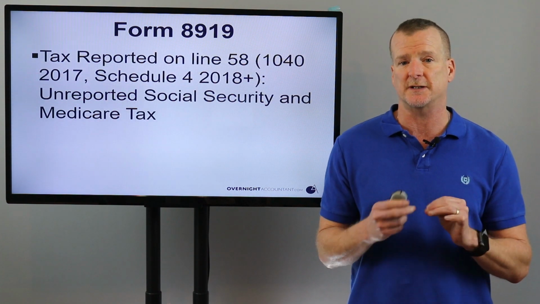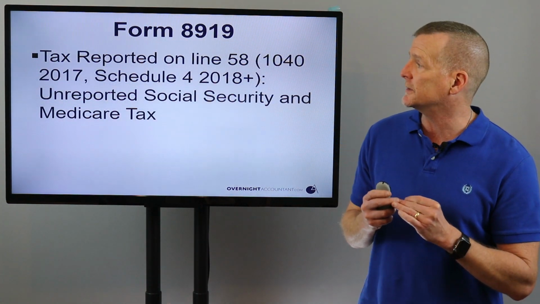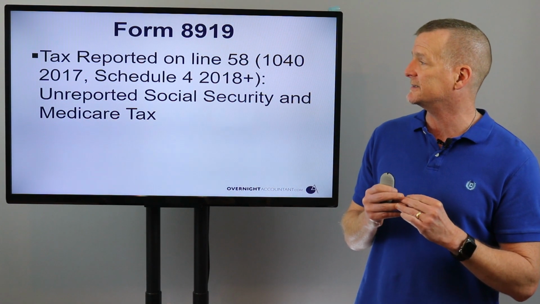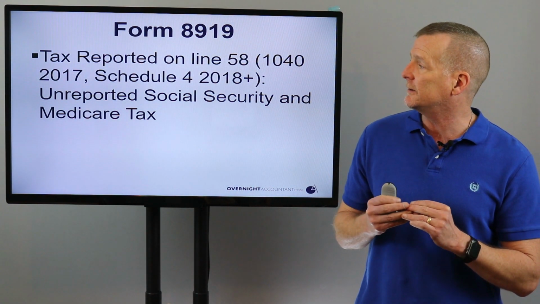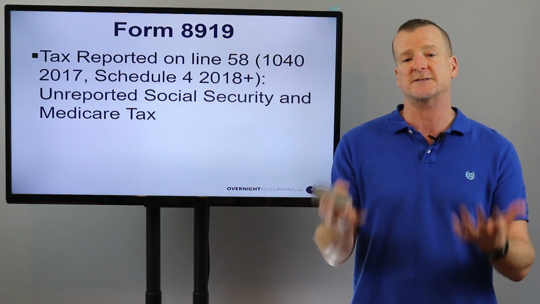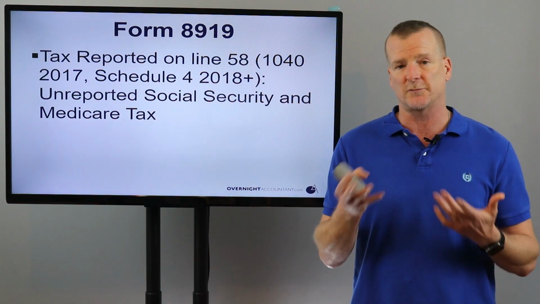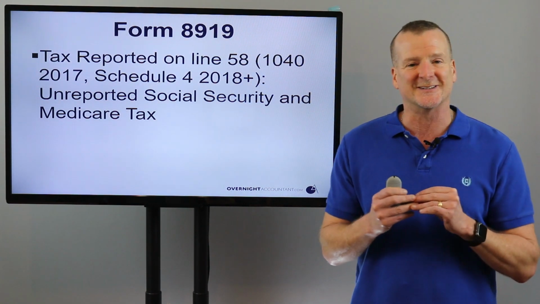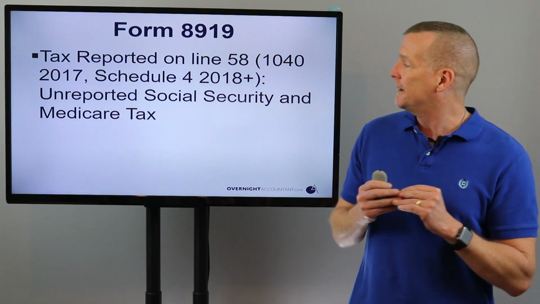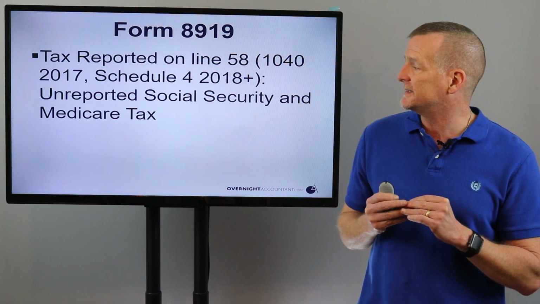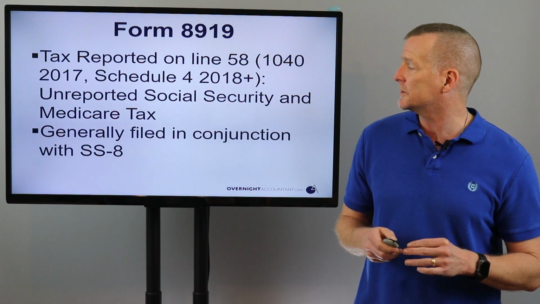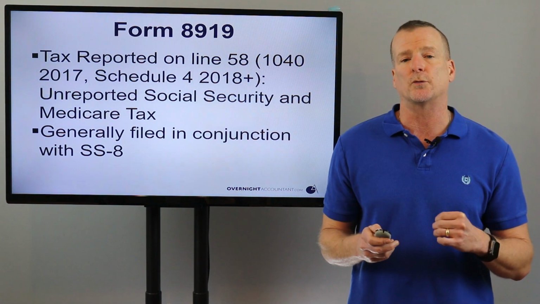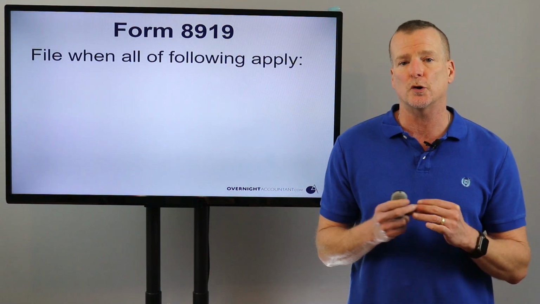To a certain extent, as we'll discuss in a minute. Technically, what happens when it's filed is the tax that is arrived at on Form 8919 is reported on line 58 of the Form 1040, at least until 2017. Now you have all this wonderful stuff that's going to a separate schedule for the postcard tax return, which we love. And it's filed with Schedule 4, 2018 later. And what the line's called, it's unreported Social Security and Medicare tax. Generally, the form is filed in conjunction with Form SS8, as I mentioned earlier.